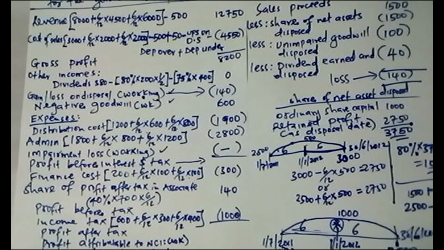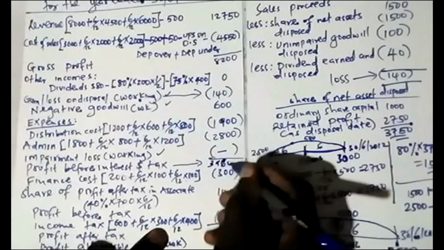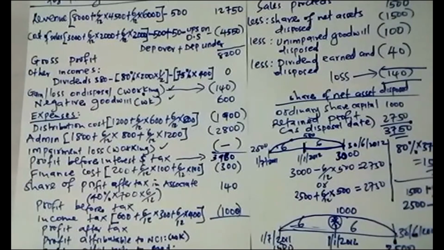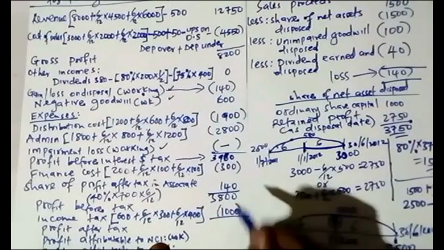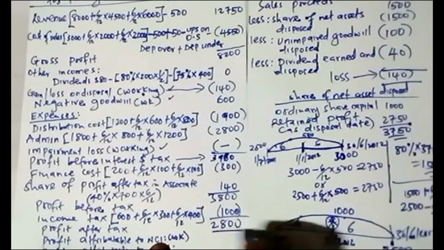What I'm getting here is profit before interest and tax of 3916. That is from my calculator. So you can also confirm that it is 3960. Then minus 300 plus 140. So this is 3800. Then minus 1000. This is 2800.